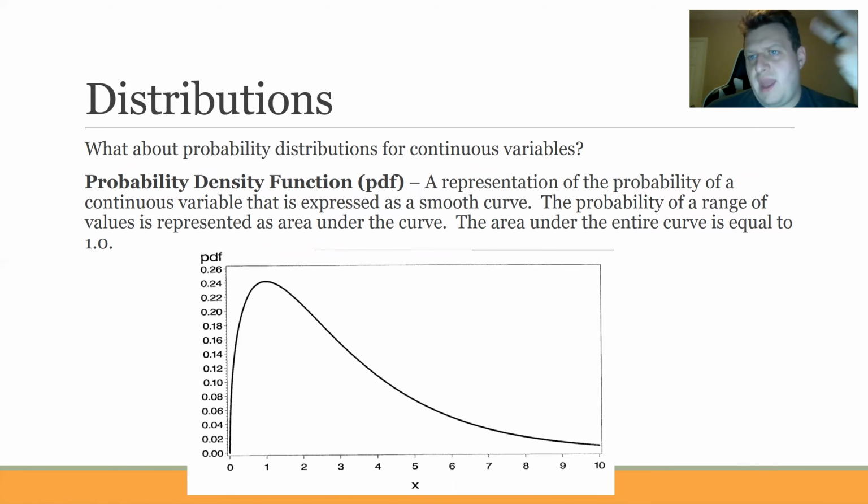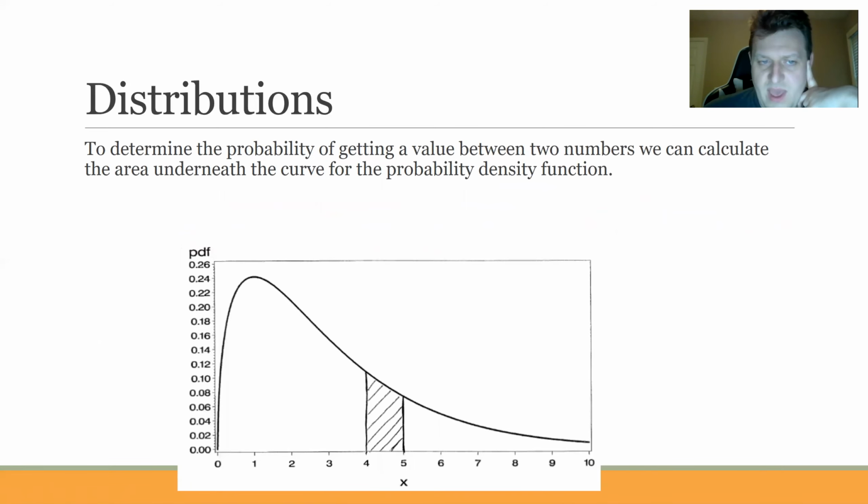Okay. What do we do here? Again, we can't ask a question about what's the probability of getting exactly 5, because it's always going to be 0. So maybe we do something like this. What is the probability of getting a value between 4 and 5? For that, we need to find the area underneath the curve between 4 and 5. And if we find that area, maybe using a little bit of geometry, this is going to give us the probability of getting a score between 4 and 5.